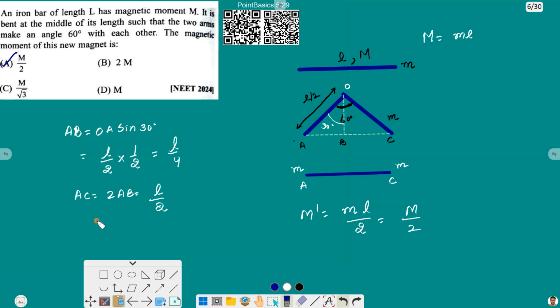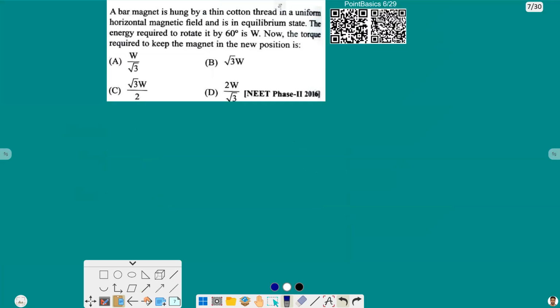Now let's move to the next question. A bar magnet is hung by a thin cotton thread in uniform horizontal magnetic field and is in equilibrium state. The energy required to rotate it by 60 degree is W. Now find the torque required to keep the magnet in the new position. So again, I think we have solved this type of question. So let's do it again.